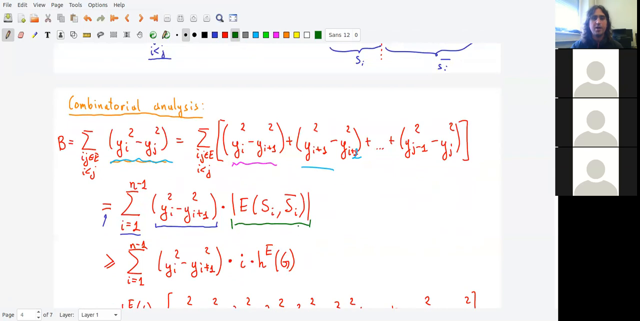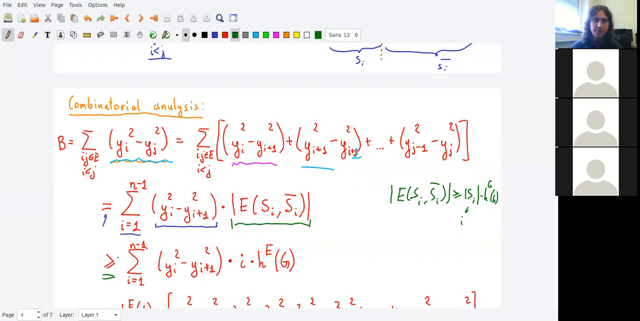More precisely, I can now write that the number of edges between Si and Si complement is at least the size of Si times the edge expansion. This was the definition of edge expansion, and the size of the prefix is simply i. So I have this inequality here.